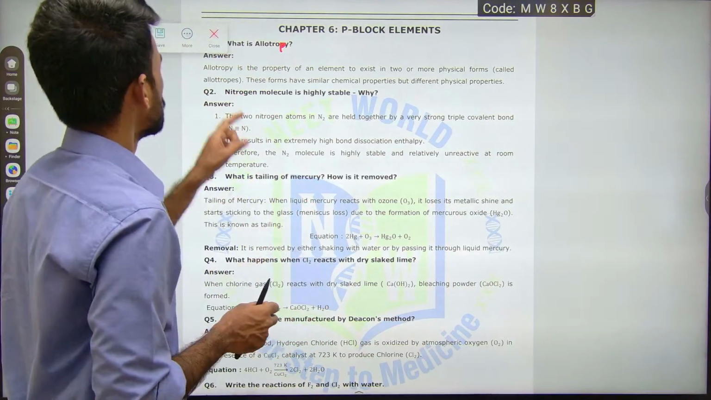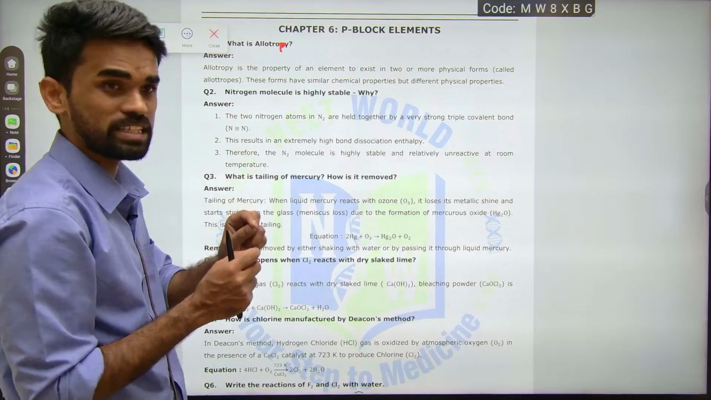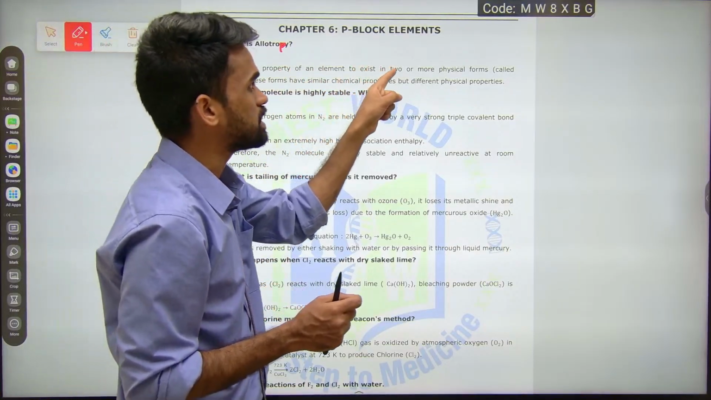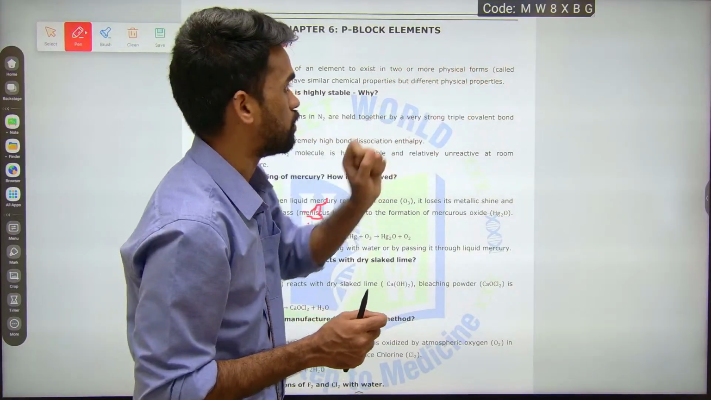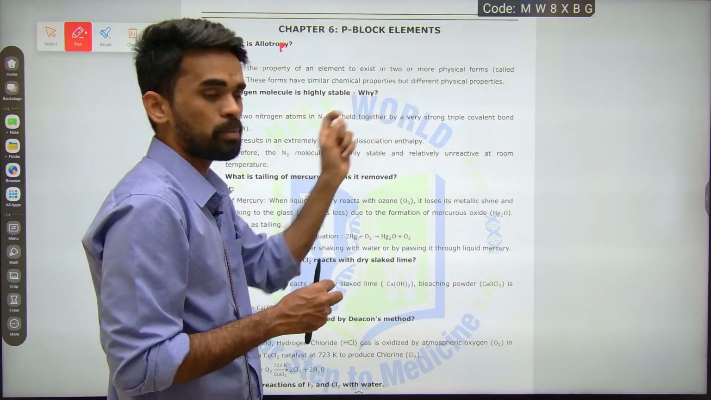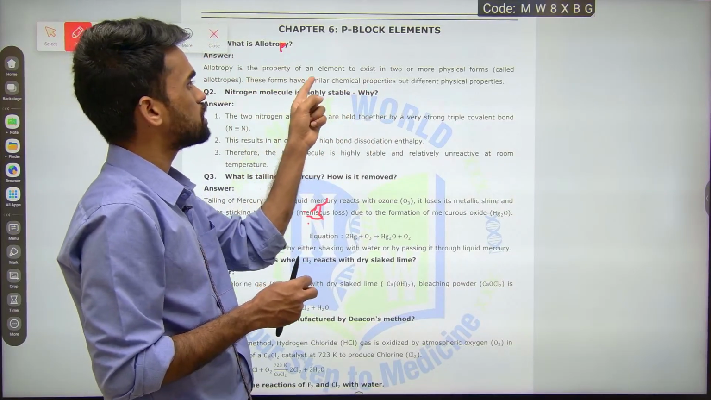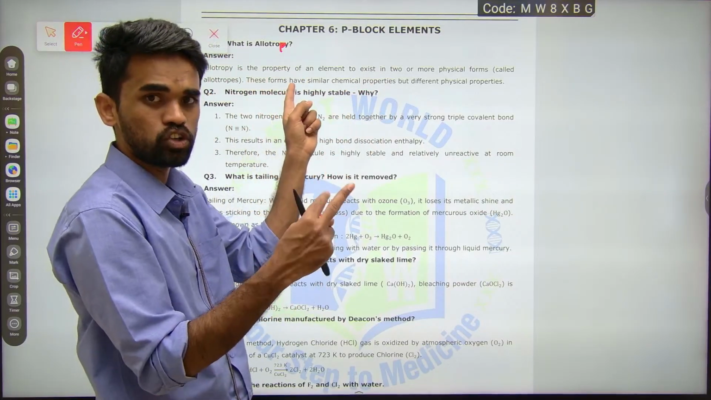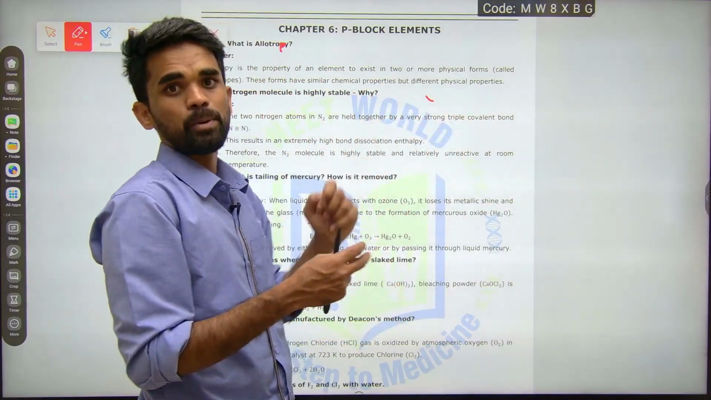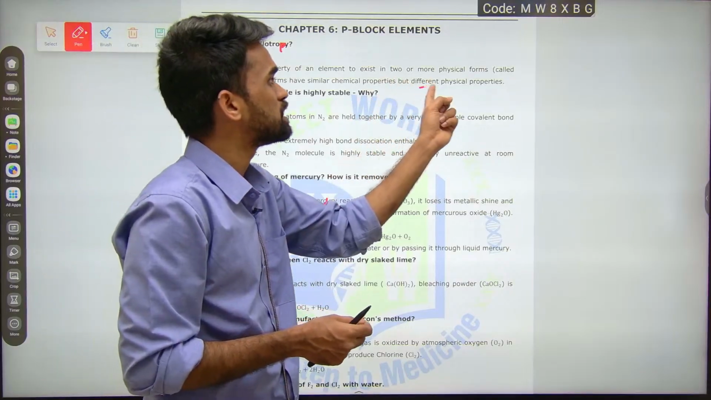Now, how do you write it in the exam? Allotropy is a property of elements to exist in 2 or more physical forms, called allotropes. Allotropes have similar chemical properties but different physical properties.